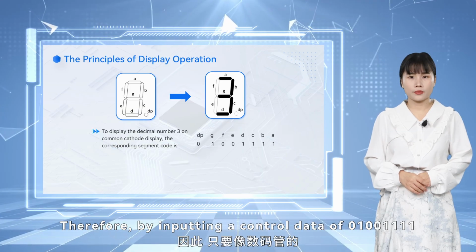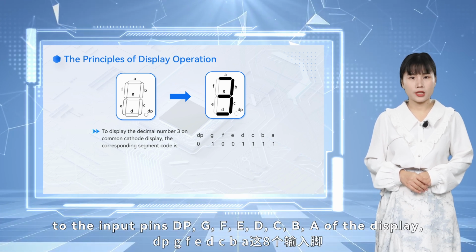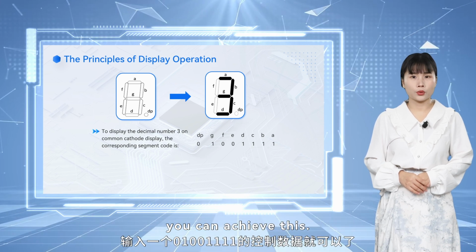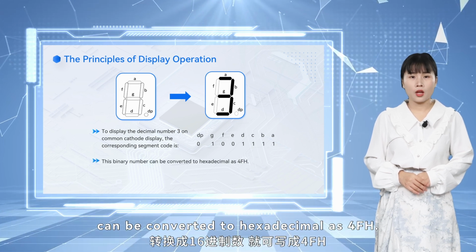Therefore, by inputting a control data of 01001111 to the input pins DP, G, F, E, D, C, B, A of the display, you can achieve this. This binary number can be converted to hexadecimal as 4FH.